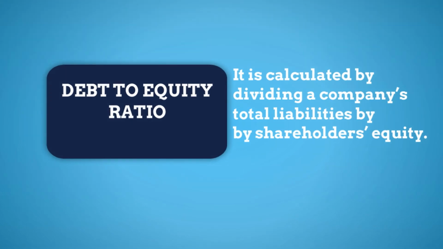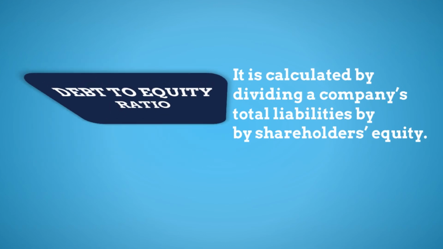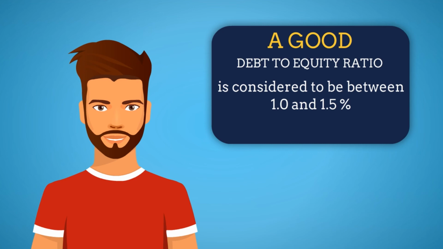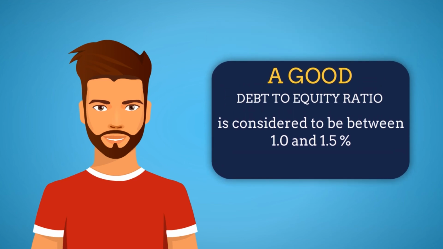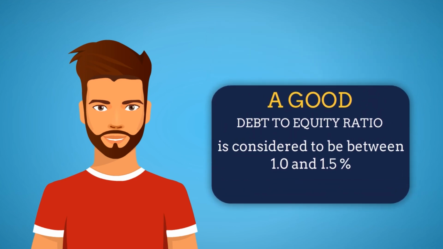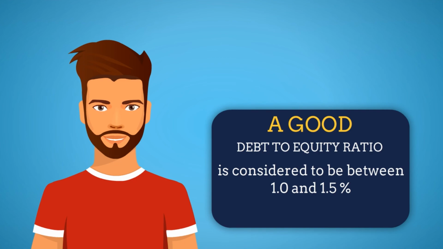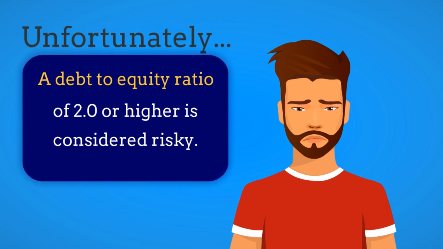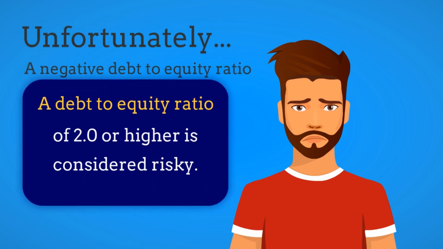Debt-to-equity ratio is calculated by dividing a company's total liabilities by shareholders' equity, which can be found on the balance sheet. Normal debt levels can vary, but a debt-to-EBITDA ratio above the 4 to 5 range is typically considered high. A good debt-to-equity ratio is typically considered to be between 1.0 and 1.5. A debt-to-equity ratio of 2.0 or higher is considered risky. A negative debt-to-equity ratio means that the company is on the verge of possibly going bankrupt.